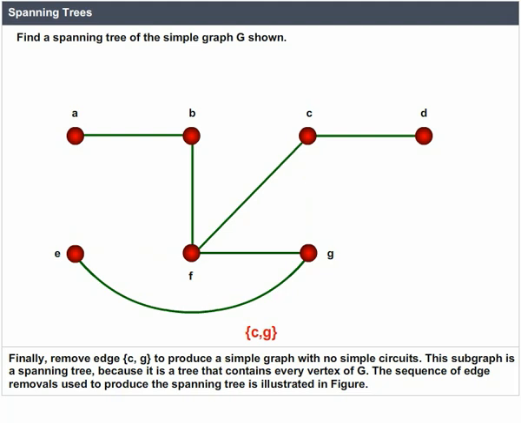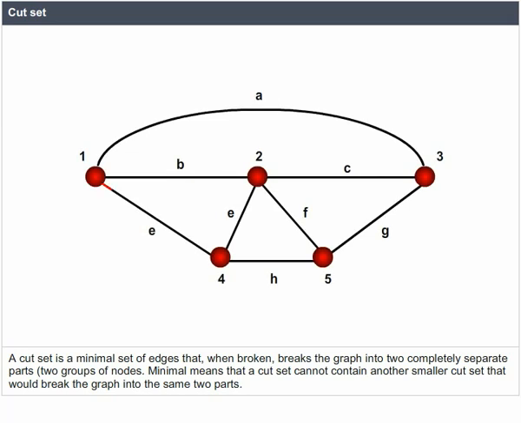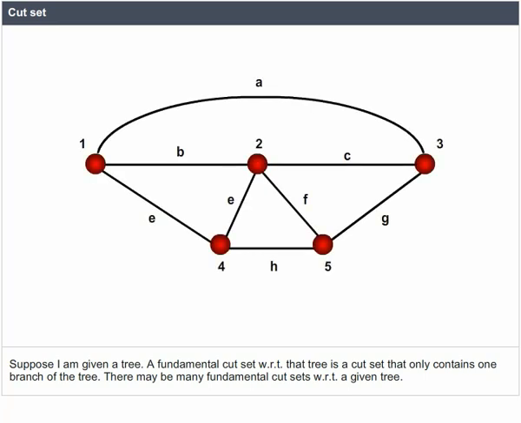Cut set. A cut set is a minimal set of edges that, when broken, breaks the graph into two completely separate parts, two groups of nodes. Minimal means that a cut set cannot contain another smaller cut set that would break the graph into the same two parts. Suppose I am given a tree. A fundamental cut set with respect to the tree is a cut set that only contains one branch of the tree. There may be several fundamental cut sets with respect to a given tree.